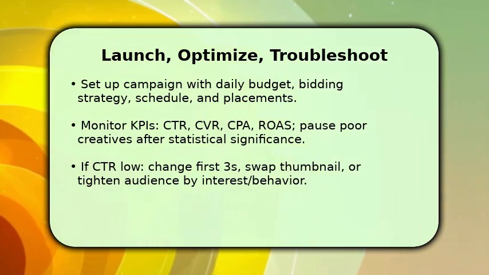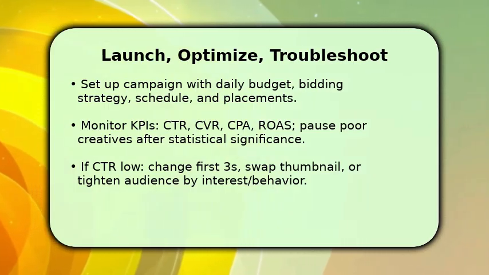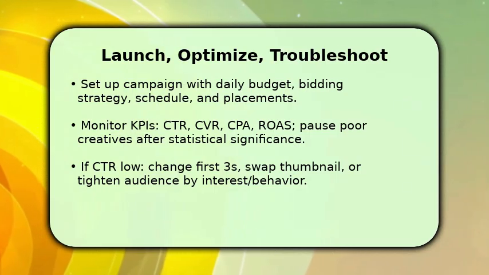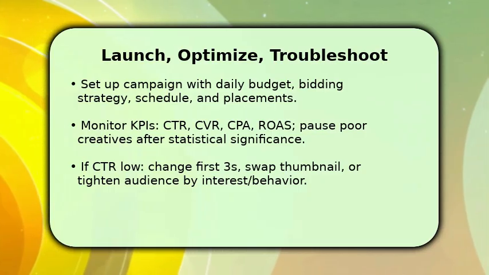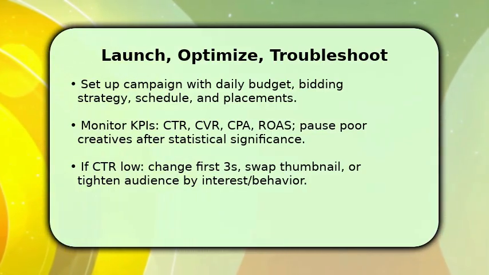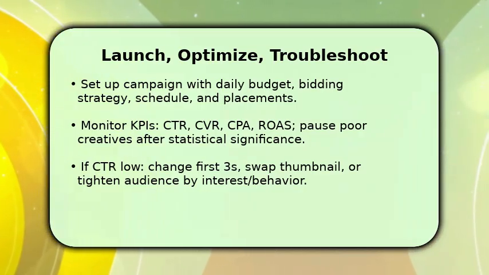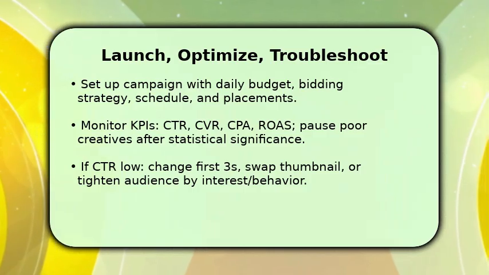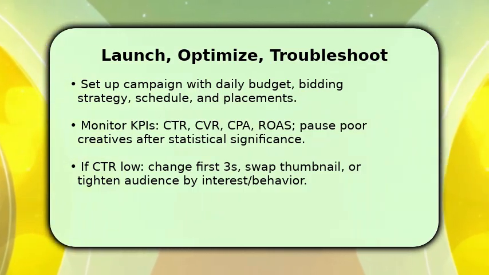Once live, monitor CTR, conversion rate, CPA, and ROAS daily. Pause underperformers only after you have enough data. When scaling, increase budget gradually and duplicate winning ad sets rather than blasting one. If performance falters, troubleshoot by tweaking the first 3 seconds, swapping thumbnails, or narrowing the audience. Those small changes usually fix low CTR or poor conversion problems quickly.